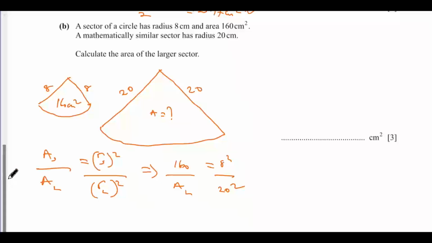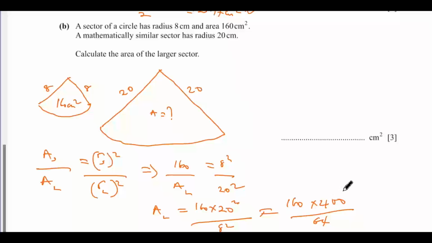Okay, so if you cross multiply, you're going to have area of the larger sector to be equals to 160 times 20 squared over 8 squared. Okay, so this is equals to 160 times 400 over 64. If you do this, you get 1000. So this will give us 1000 centimeter squared. So that will be the area of the larger sector. So let's go to the next question.